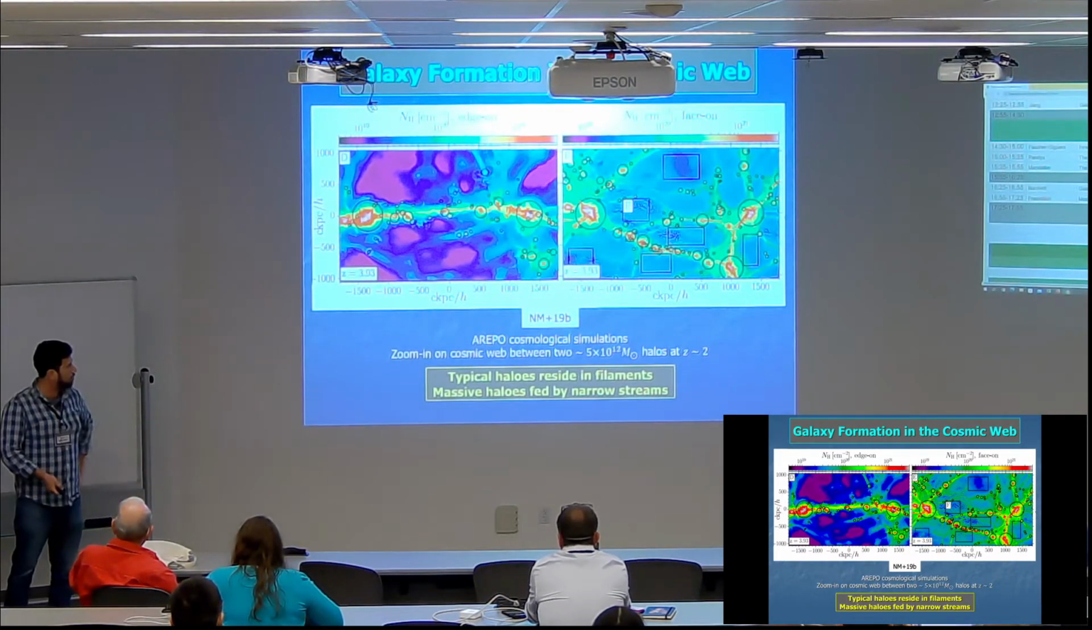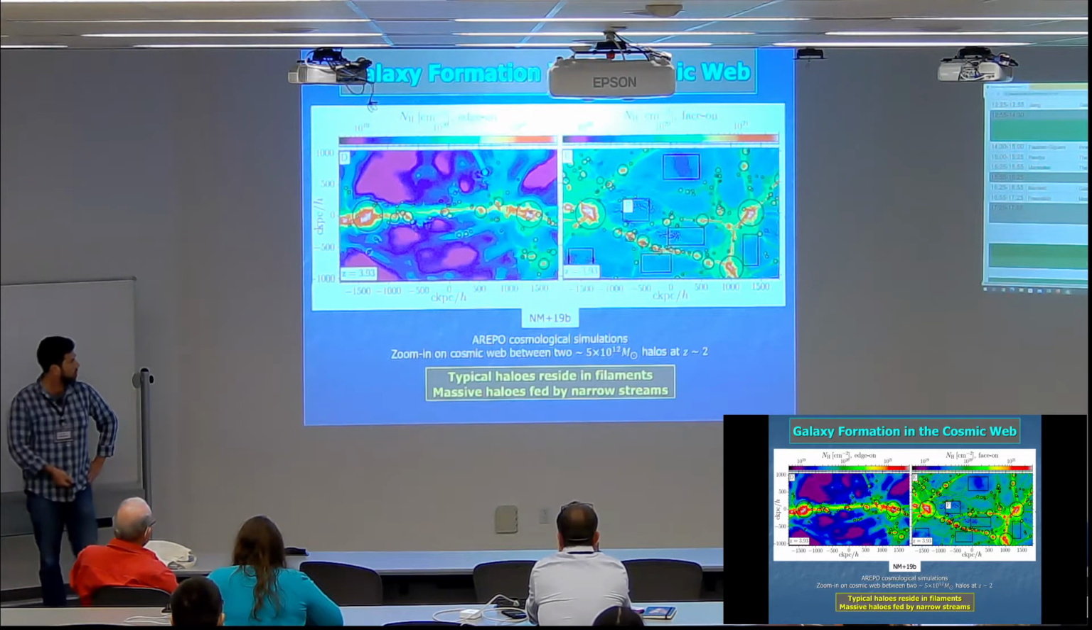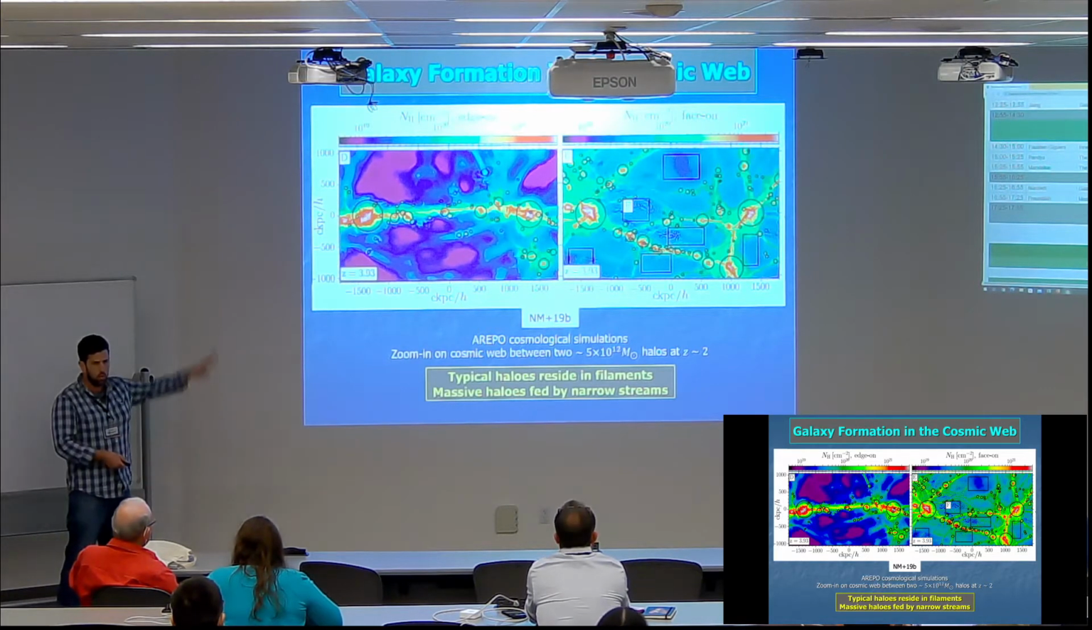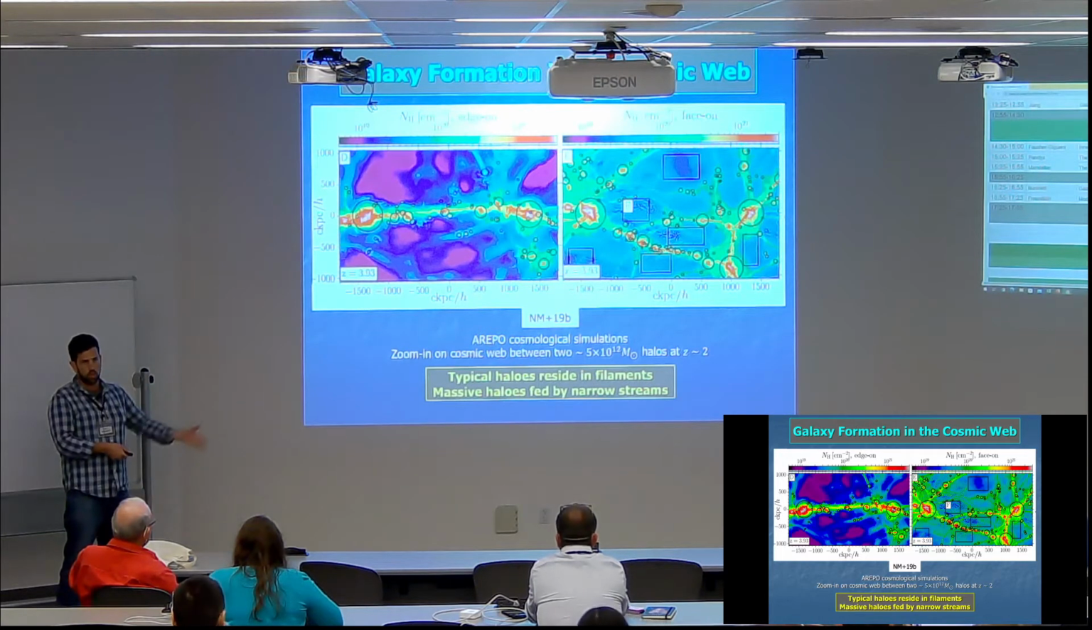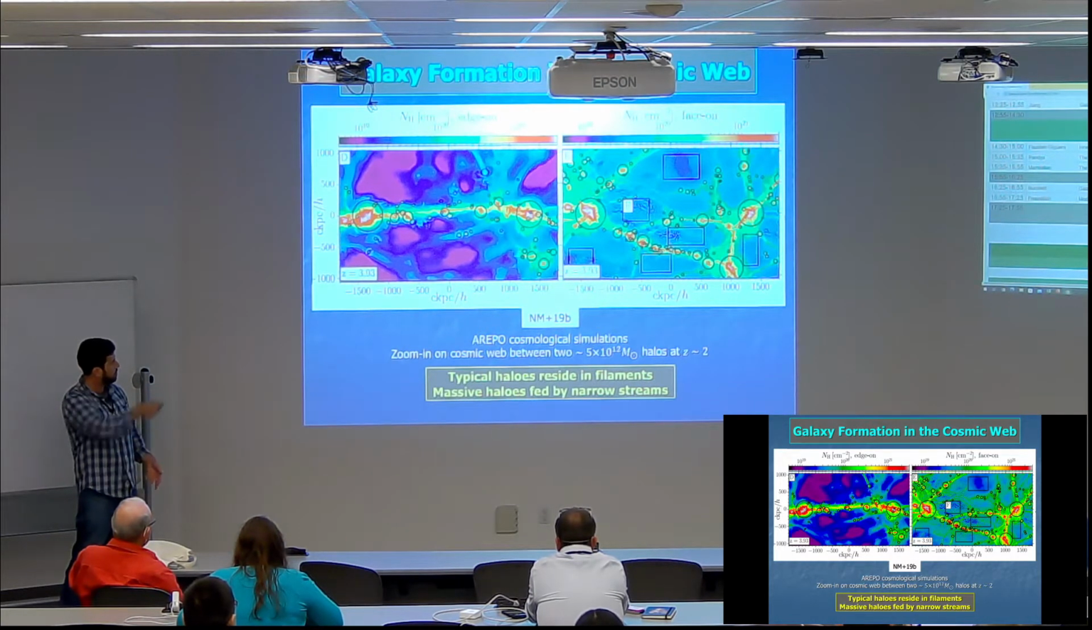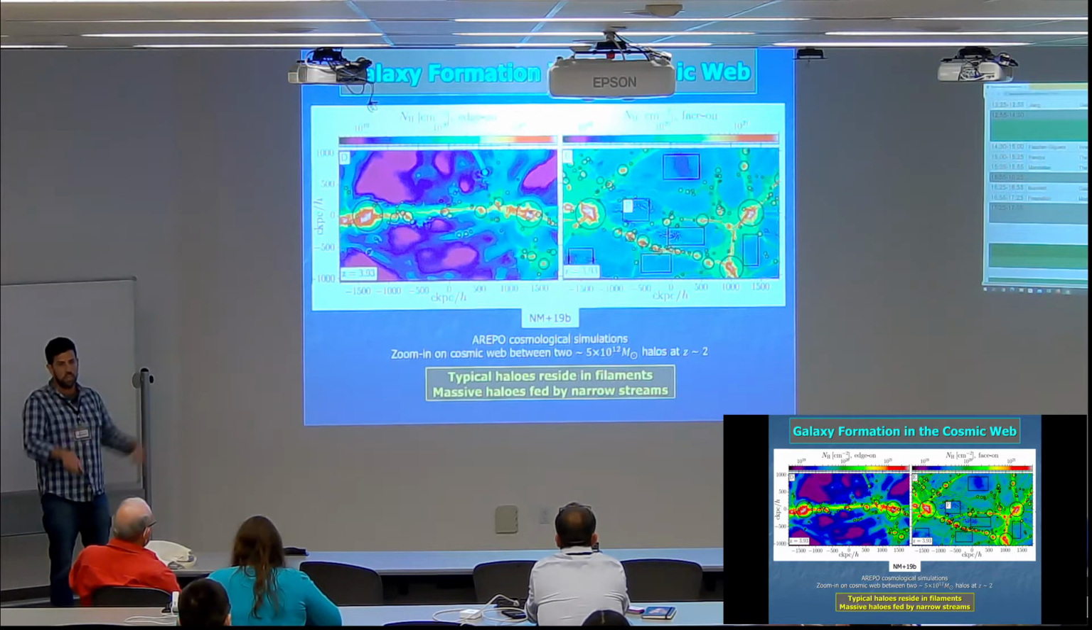This is a snapshot from a simulation we ran a couple of years ago using a repo, but what I want you to focus on here is these are 2 orthogonal projections of the total gas surface density, and you can see here a cosmic sheet, and if you look at the sheet face on, you can see a lot of very dense cosmic filaments embedded within the sheet.